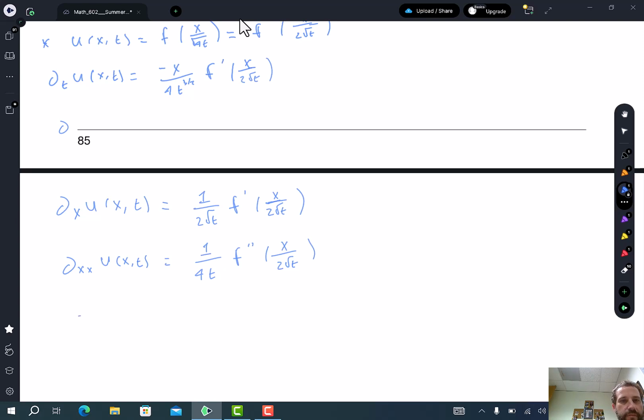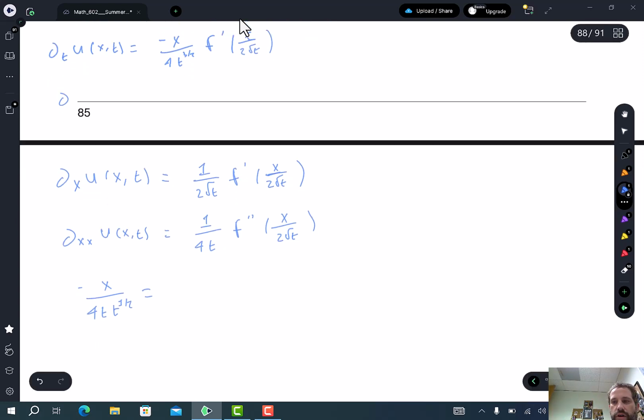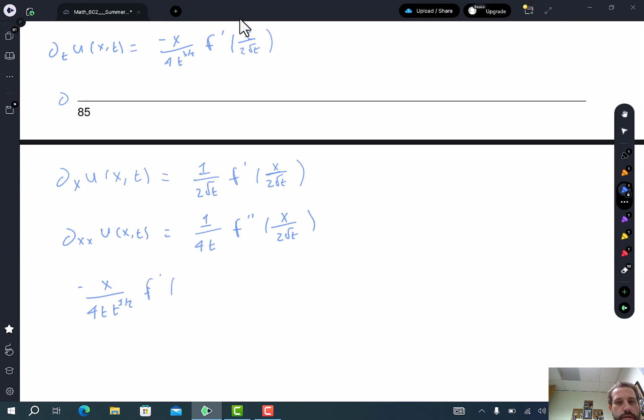Okay, so now putting these together, these two things should be equal to each other. So we're going to have minus x over 4t times t to the 1/2 times f prime of x over 2 times the square root of t. This is going to be equal to 1 over 4t times f double prime of x over 2 times the square root of t.